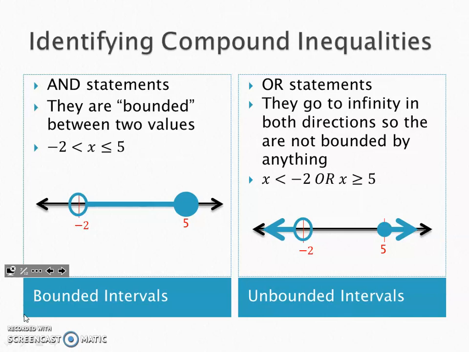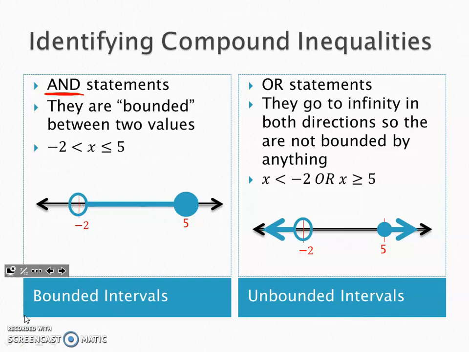So there are two types of compound intervals. There are bounded intervals, and there are unbounded intervals. Now, your bounded intervals are going to involve and statements. What I mean by that is these compound intervals have two x less thans or x greater thans. So the bounded interval is a case where you're going to be saying that x is greater than -2 and at the same time x is also less than -5.